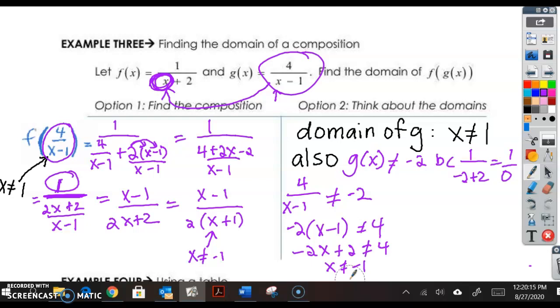So I'm just going to write over here in red, domain, and it doesn't say how to write the domain, so I'm just going to write it in set builder notation. f of g of x is x such that x cannot be equal to 1 and x cannot be equal to negative 1. That's it. Oh my gosh, that is a 1, people. Okay, so moving on.